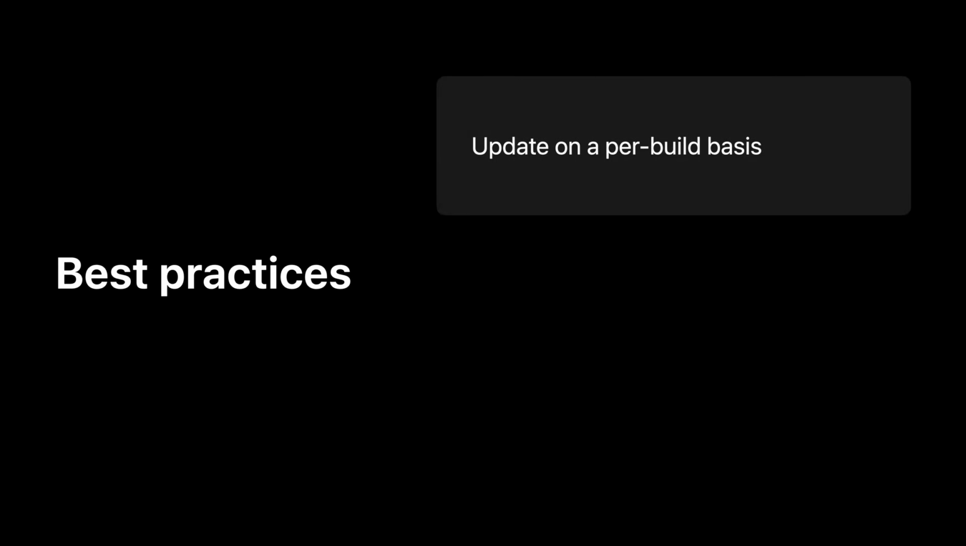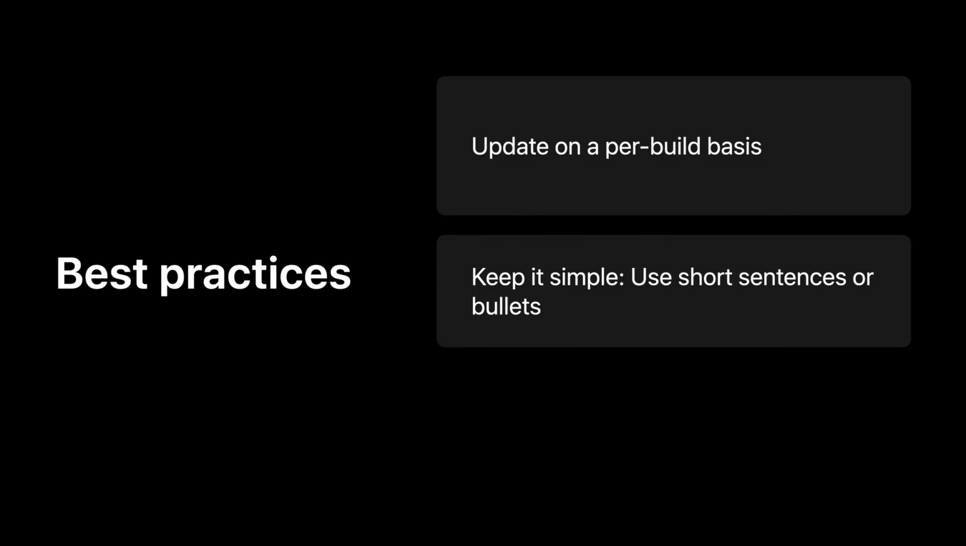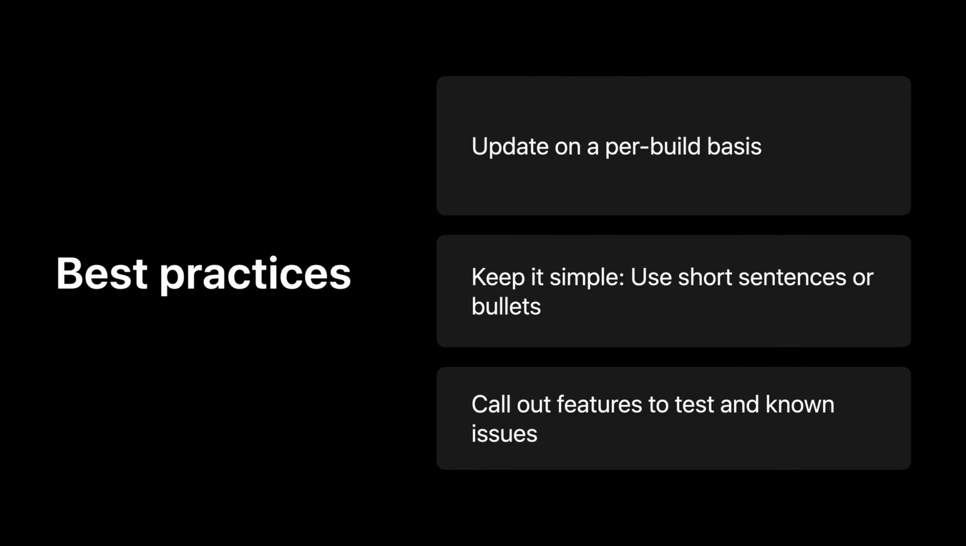Here are some best practices to keep in mind as you add test details. Update your test details on a per build basis. Since test details are associated with a build, this is your opportunity to tell testers how they can provide you with meaningful feedback. When coming up with test details, we recommend keeping it simple. You might try using short sentences or bullets to make it readable and draw in potential testers. You should also call out any particular features to test or any known issues to be aware of. This helps testers understand what they should explore and allows them to focus their efforts.